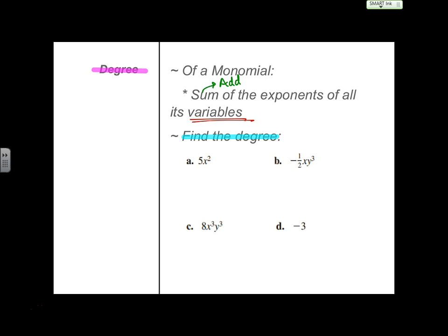So kiddos, in letter A, you have to first identify where is the variable, and here he is, right? Okay. So then if that's the only variable, then what is his exponent? The degree is 2.